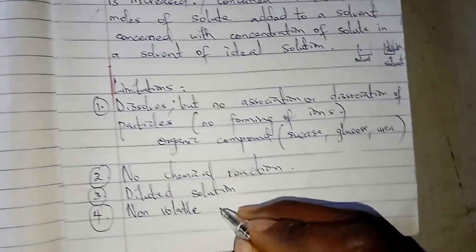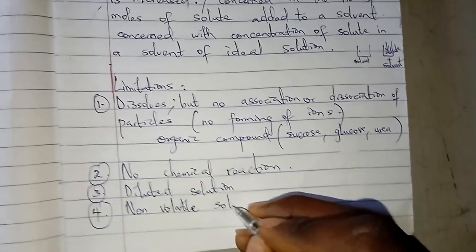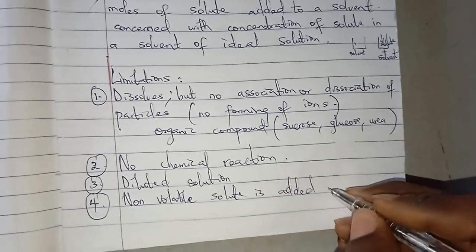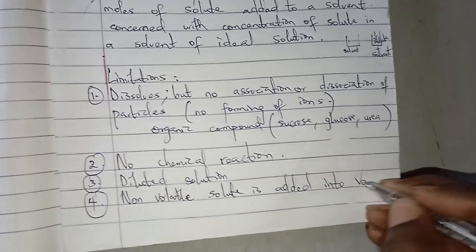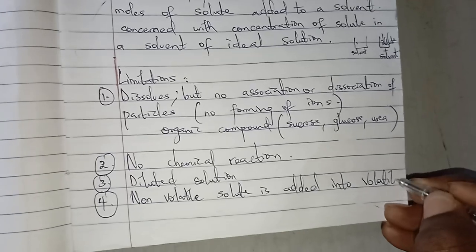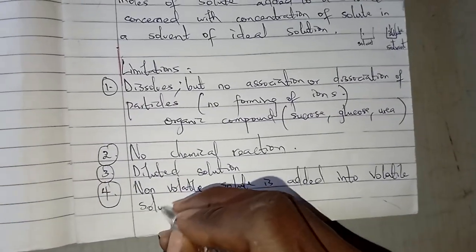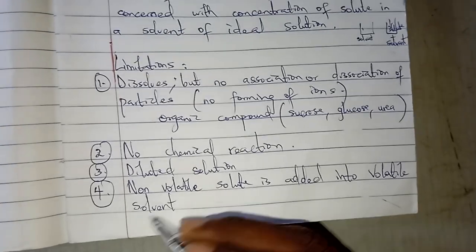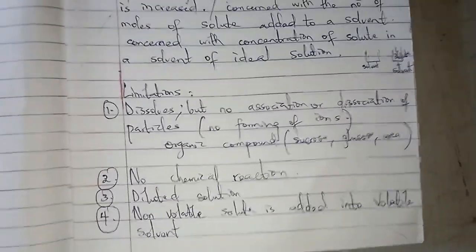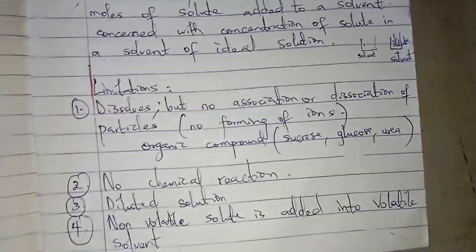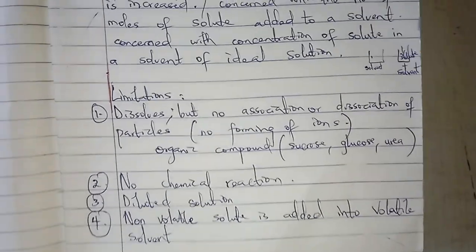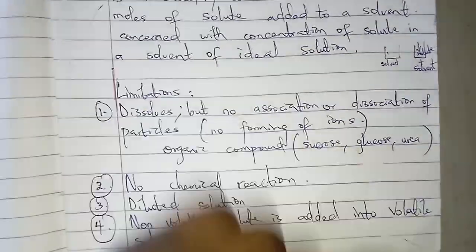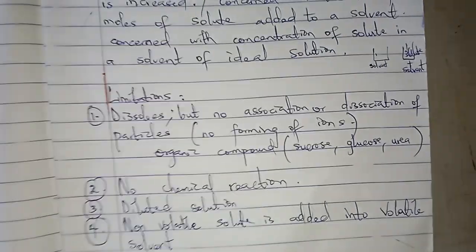So non-volatile solutes are added into a volatile solvent. The solvent has to be the one considered volatile, such that it is the one doing the evaporation. Remember that the key idea of what we are treating is still revolving around our ideal solution. So once I know these limitations, we can now treat the types of colligative property.